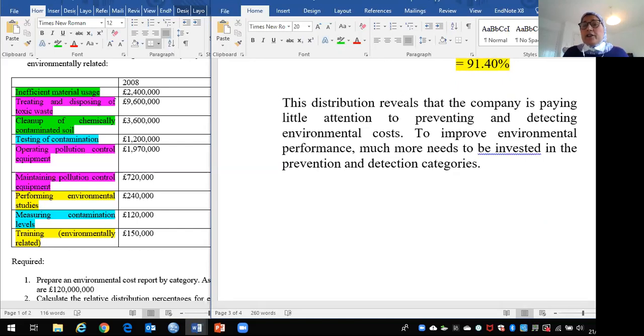The distribution here revealed that the company is paying little attention to preventing and detecting environmental cost. To improve the environmental performance, much more needs to be invested in the prevention and detection categories. You might carry on and say if the company invested more money in control activities, including prevention and detection, we would expect to see more reduction in internal and external failure. Of course, I will explain how to comment on the environmental quality cost report again when I prepare the environmental financial statements.